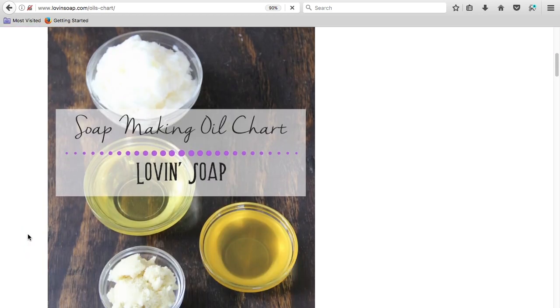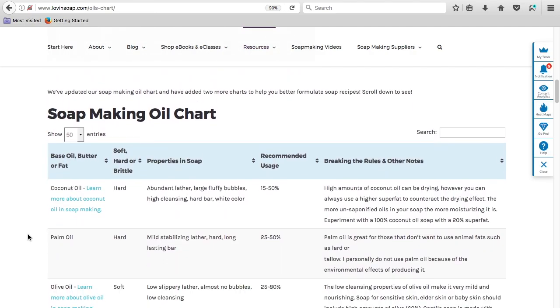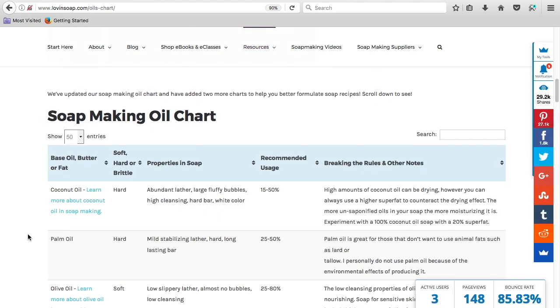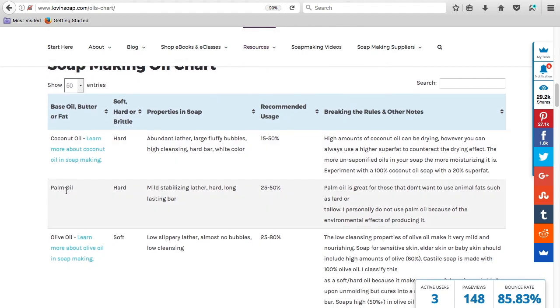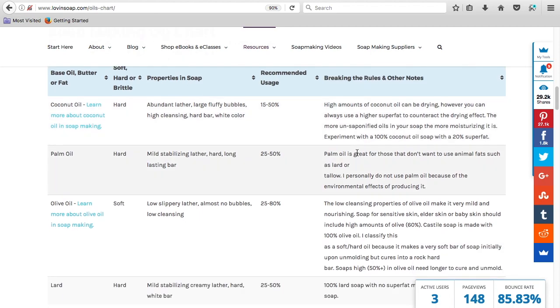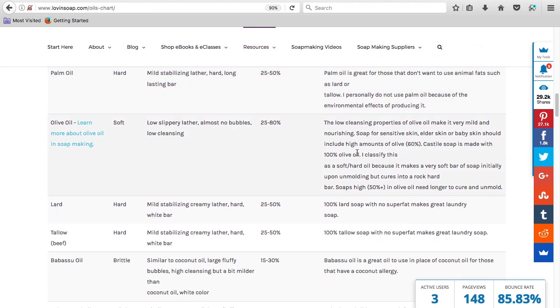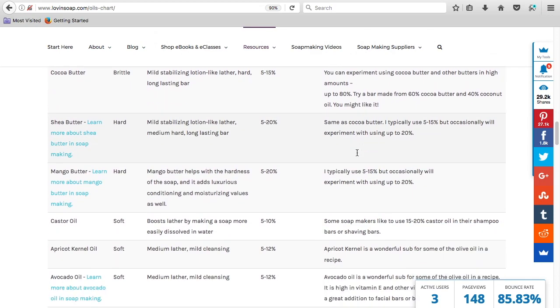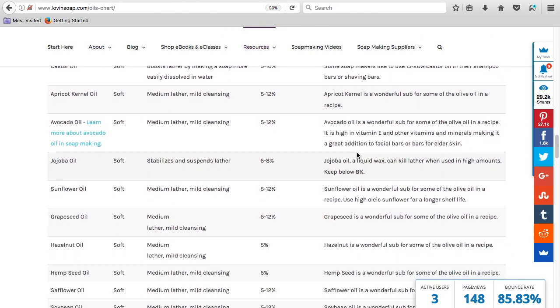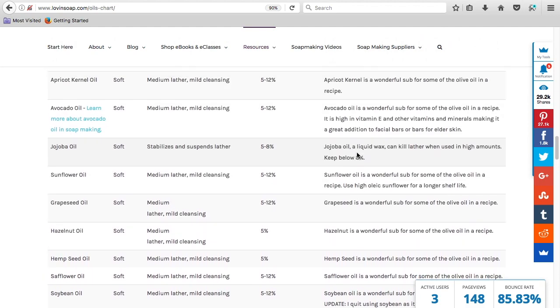This page should pop up, and there's a couple different charts on this page actually. I have my regular soap making oil chart. So this lists different base oils and butters and fats that you can use for soap making, what kind of soap they create, their properties in soap, recommended usage, and just some notes about either breaking the rules or just some things that you should be aware of when using them. So this is a nice reference if you're new to soap making and you don't really know where to start when it comes to formulating. So definitely check out this page.